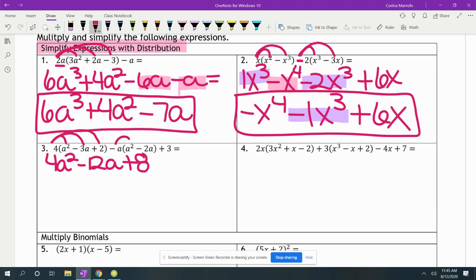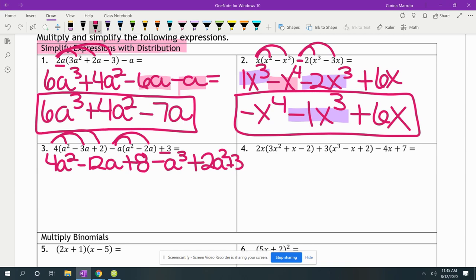So here we have minus a. We're going to have to distribute that one to each one inside the parentheses. So negative a times a squared gives us negative a to the third power. And then we have negative a times negative 2a. So 2 negatives make a positive, and a times 2a is going to give us 2a squared. And then last we have this plus 3 that's at the end. So I'm just going to write it.